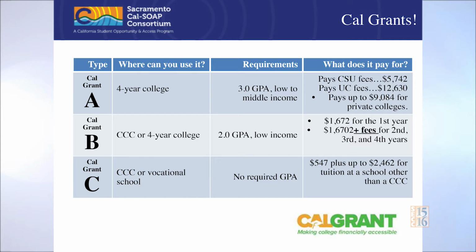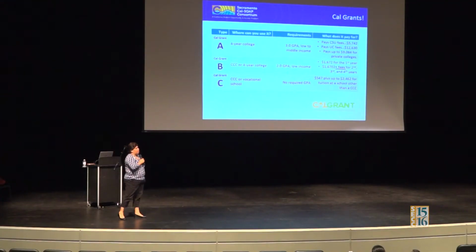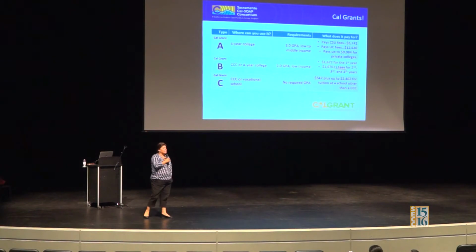The A is for those families who are higher income, maybe middle class, and if a family makes up to $90,000, the student has to have a 3.0 or above, and the A pays full tuition at a CSU and UC. The student does not see any money. The money goes directly from CSAC over to the university your student is attending, and it pays their full tuition at a CSU or a UC. At a private school, it only pays a small portion of it.